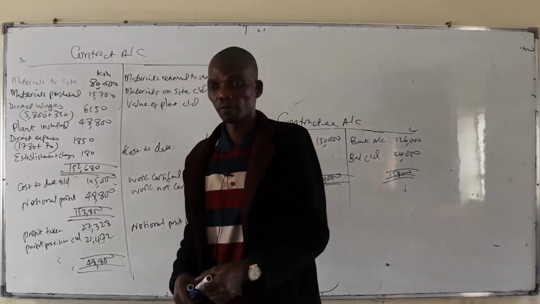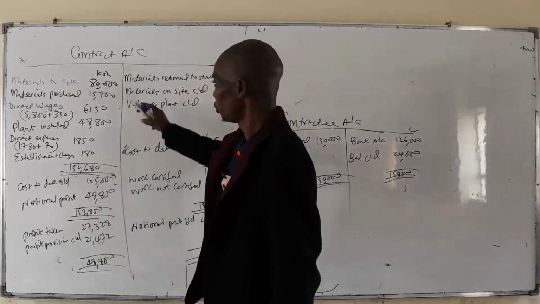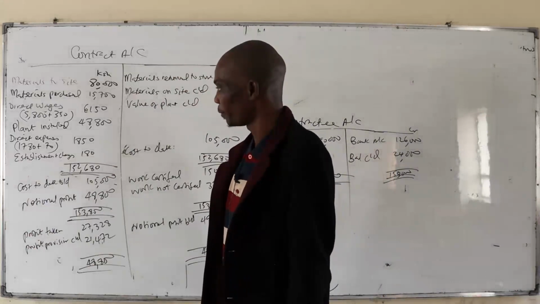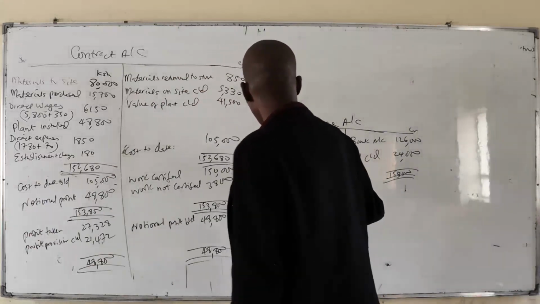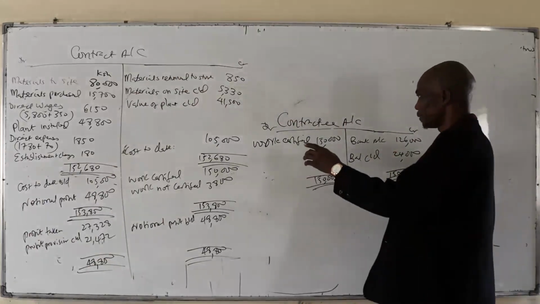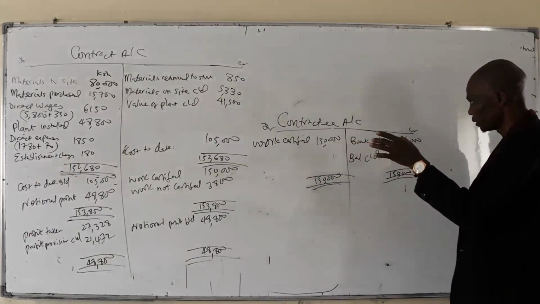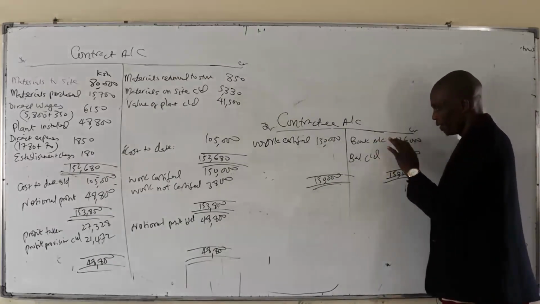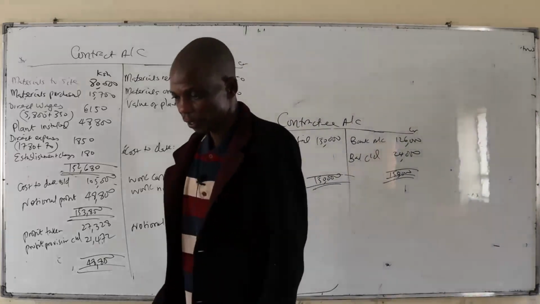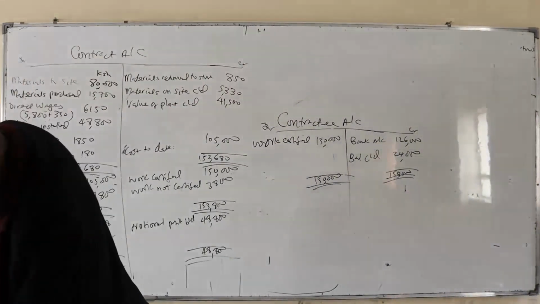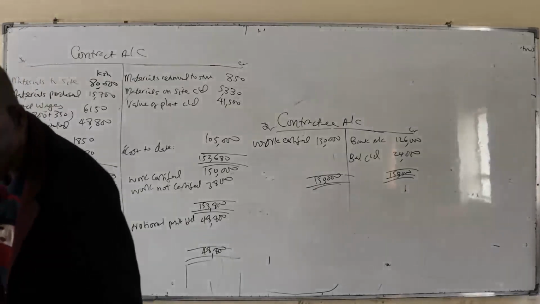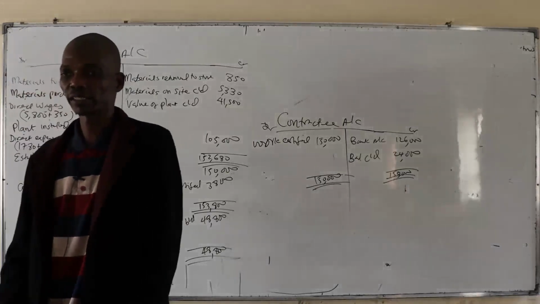As I've said, you may be told to prepare the contract account, and it is left that way. Or they can proceed and tell you also to prepare the contractee or the client's account. In the client's account, you debit the work certified, and the cash that has been received is credited. The difference is what is owing from the client to the firm. That is as far as the contract account is concerned. I think that is all you need to know on the contract account. There is nothing left.